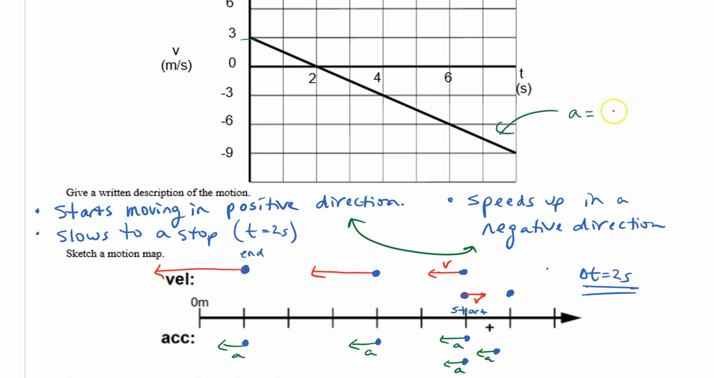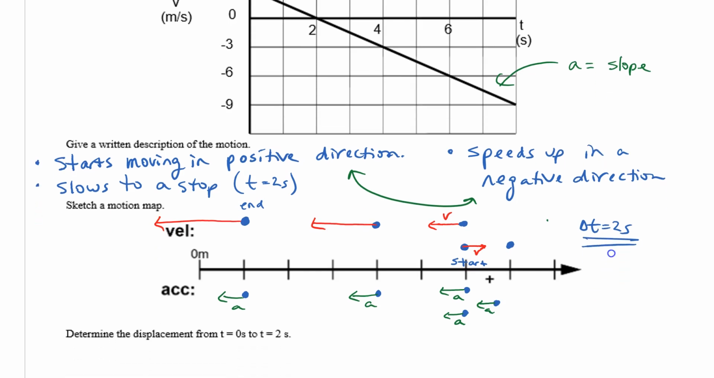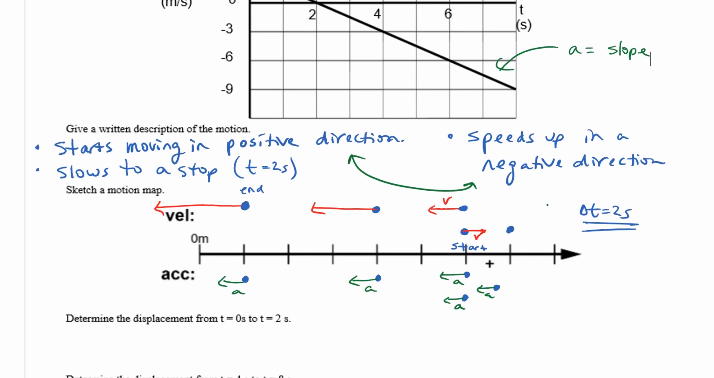So A equals slope. And clearly it's a constant negative slope. So my A arrows, my acceleration arrows, should go in the negative direction and should all be about the same length. So you see it starts here, it moves forward a little bit, and then reverses direction, and you can see it speeding up to the left.